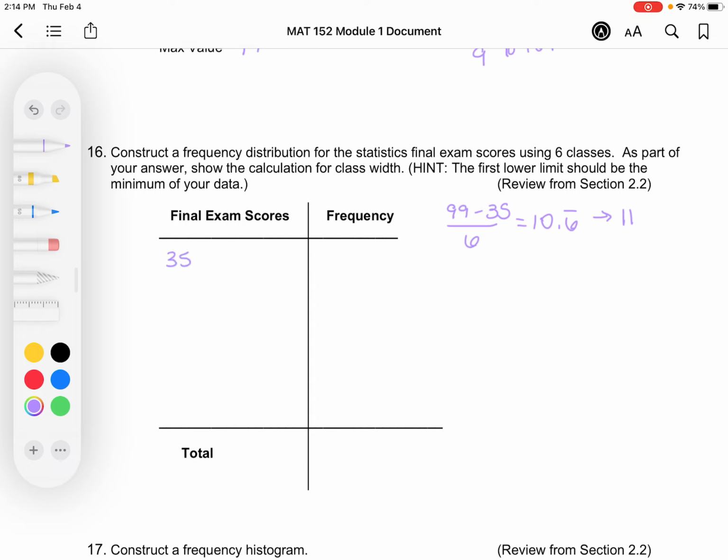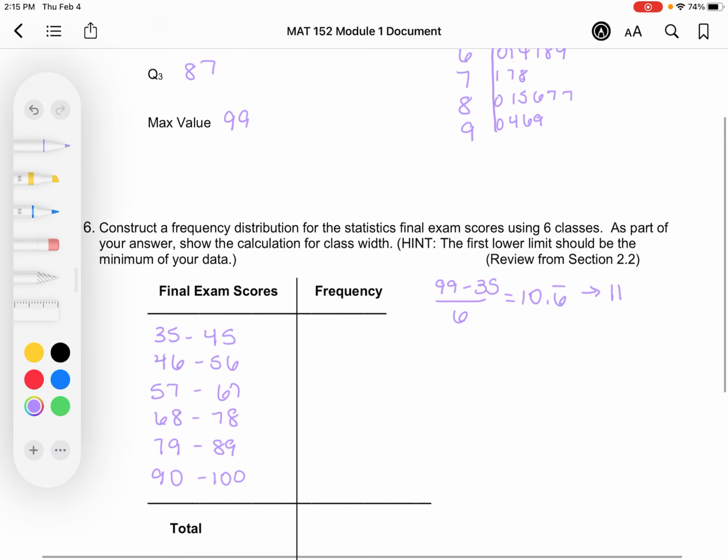So 35, add 11 to that, 46, add 11 to that, 57, add 11 to that, 68, add 11 to that, 79, add 11 to that, 90. 1, 2, 3, 4, 5, 6. So this is 45, 56, 67, 78, 89, 100.